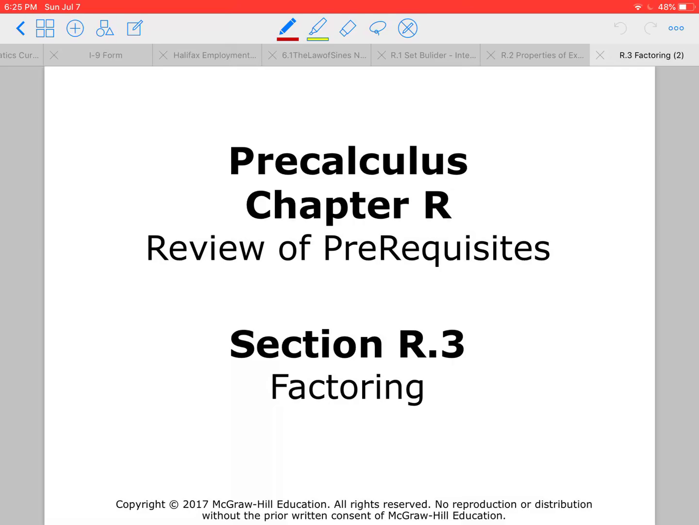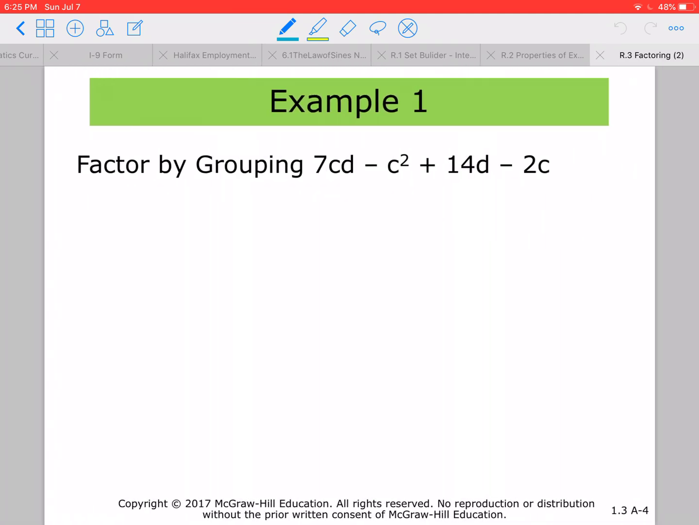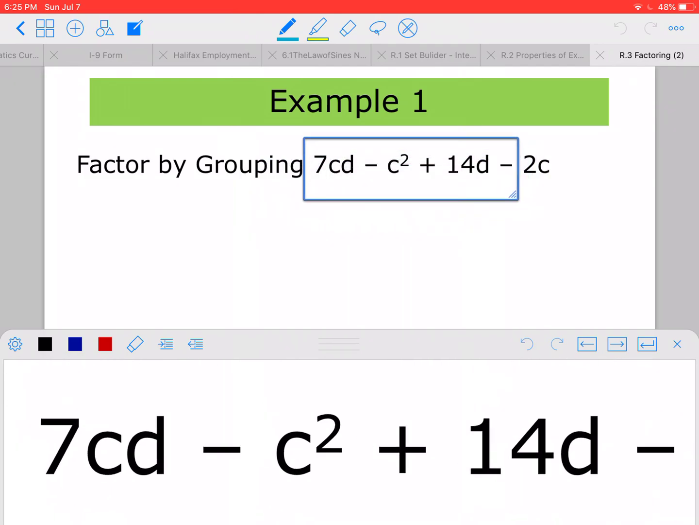Lesson, section R3, we're going to factor. But first of all, we're going to factor by grouping, and this is how I typically factor trinomials. If you've learned another way, then you're welcome to use your method. But this of course isn't a trinomial, but it's an example of how we factor by grouping.